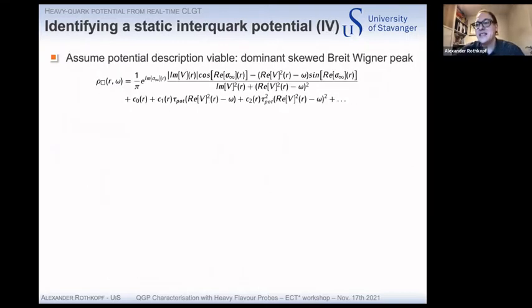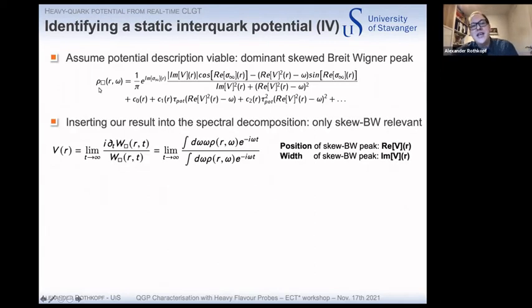So from very generic properties of the Wilson loop and the assumption that the potential picture exists, we get this analytic form for the spectral function of the Wilson loop. There should be at least one dominant peak at low frequencies that encodes the potential. And if you now plug this back into the spectral decomposition of the Wilson loop and how we related it to the potential, there follows a simple recipe: the position of this skewed Breit-Wigner peak gives you the real part, and the width gives you the imaginary part, because the only thing that counts is the skewed Breit-Wigner with the pole that it contains.